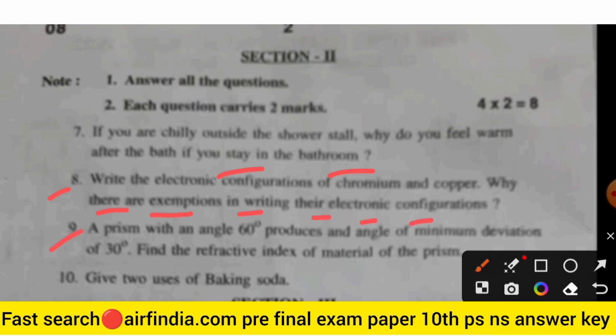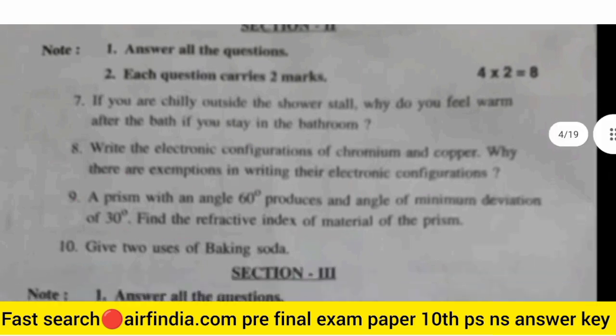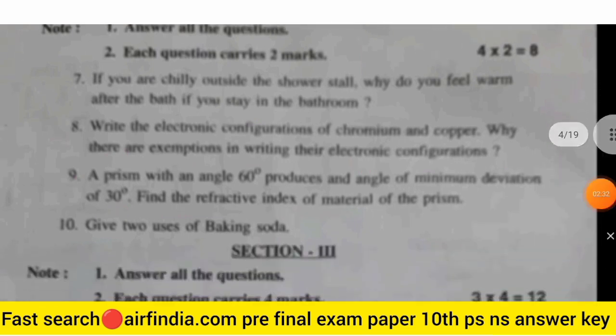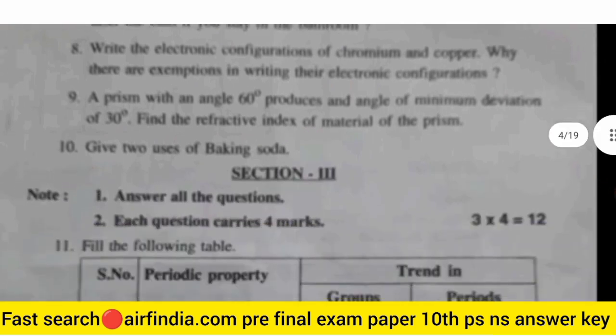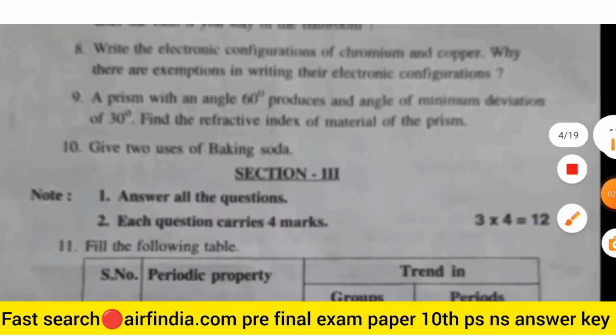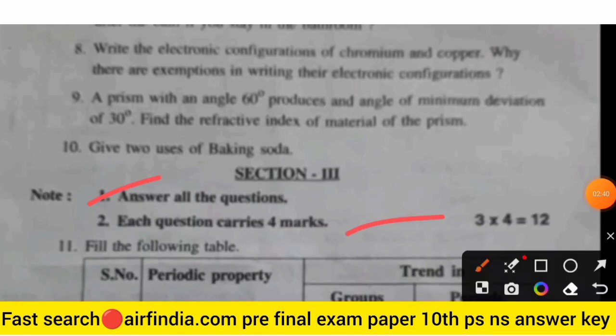A prism with an angle of 60 degrees produces an angle of minimum deviation of 30 degrees. Find the refractive index of the material of the prism. And the 10th question is, give 2 uses of baking soda. Okay, only 2 uses. Section third is given, answer all questions. Each question carries 4 marks.